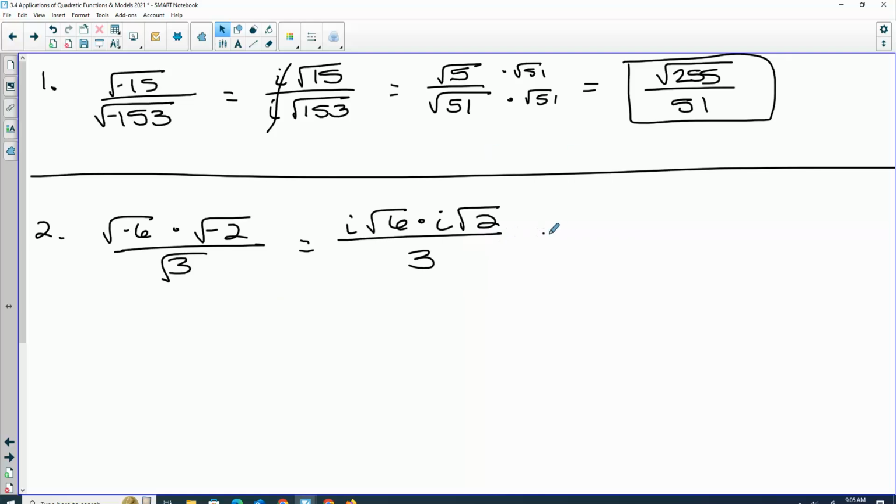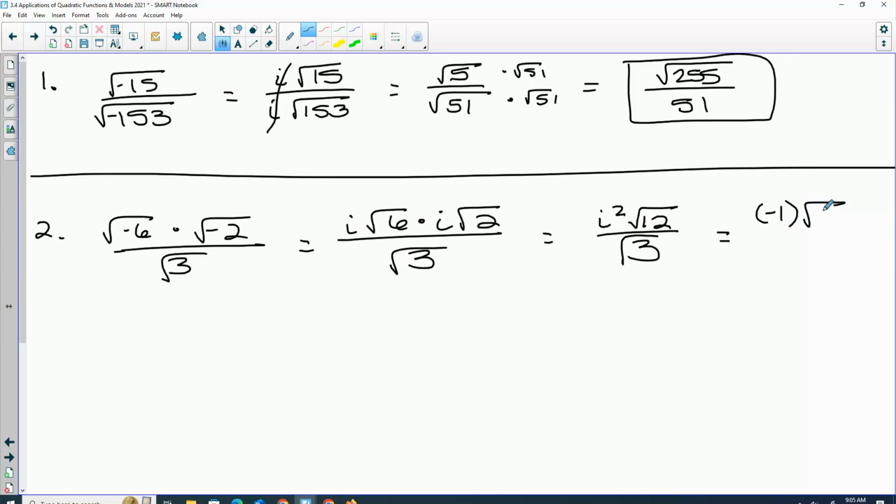Because right here, when I multiply, it gives me i squared square root of 12. And what's i squared? Negative 1. You would be missing that negative. You didn't take out your i's first. 12 and 3 are both under a square root, so we could just divide them. There's just negative 1 times the square root of 4, which gives us negative 2.